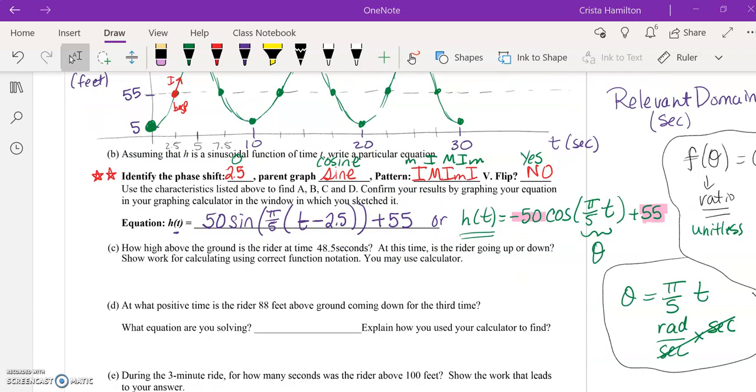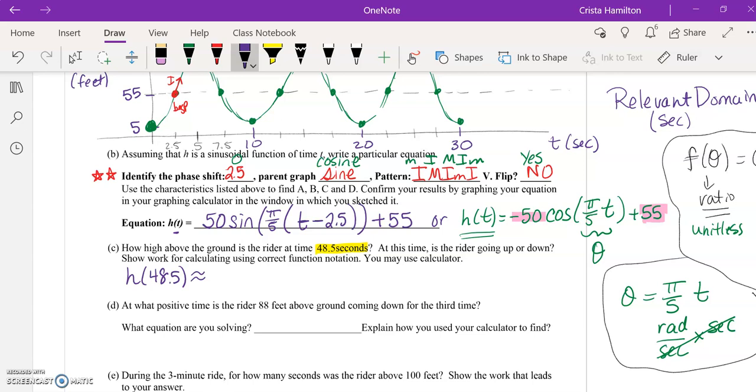All right, the first question is asking, how high above the ground is the rider at 48.5 seconds? So what we know is that we're going to be calculating h of 48.5. We're basically plugging that in. Now, all of these application problems are calculator problems, so we are going to use the calculator to find that. I will tell you there are a couple different ways to do this.